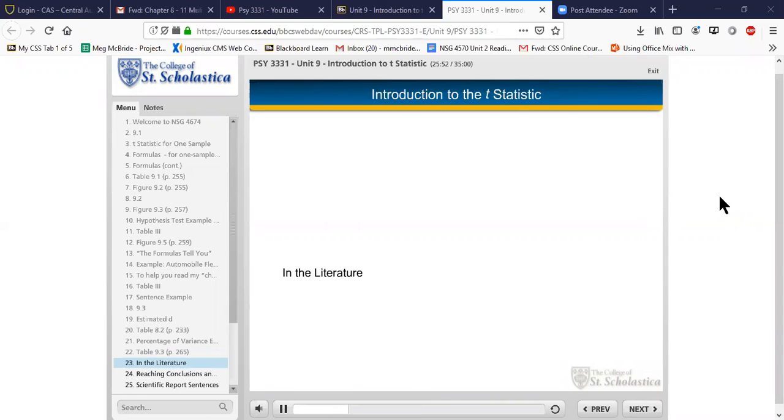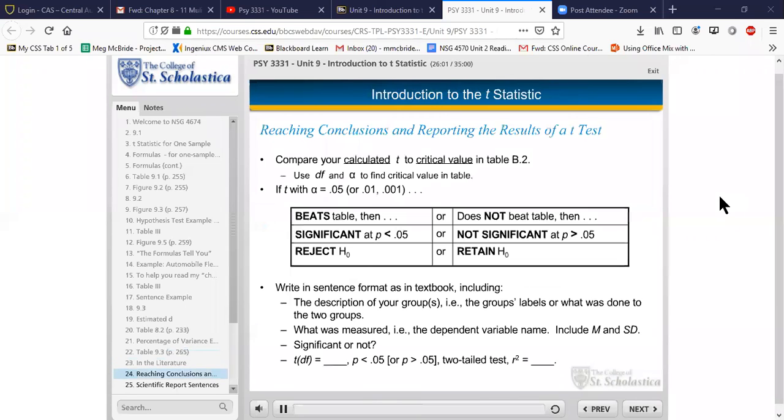In addition to explaining what the textbook tells you about reporting the results of a t-test, I am also going to give you a table to help keep track of what the different terms mean. As you know by now, when you calculate your t, you need to compare it to the critical value from Table B2 at the intersection of the degrees of freedom row and the alpha level column. Once you have determined whether your calculated t beat the critical value or not, the table on the slide shows how each of the various terms relate to one another.